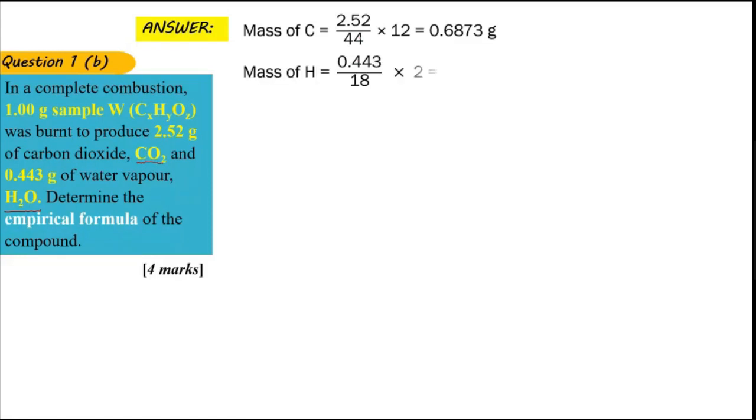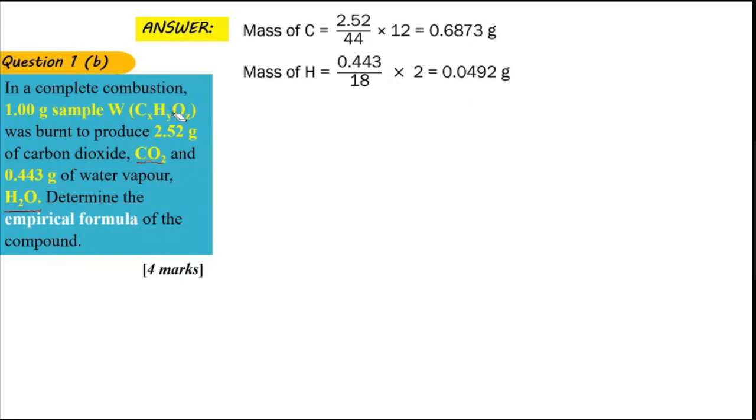For hydrogen, you need to look into water. 0.443 gram divided by 18 means you are converting that mass into mole of water. And in 1 mole of water molecule, you can see 2 mole of hydrogen, which is 2 grams. So you multiply by 2. That will give you the mass of hydrogen.